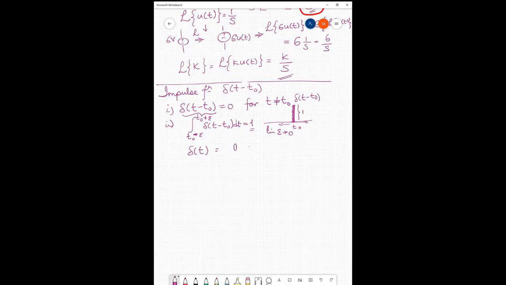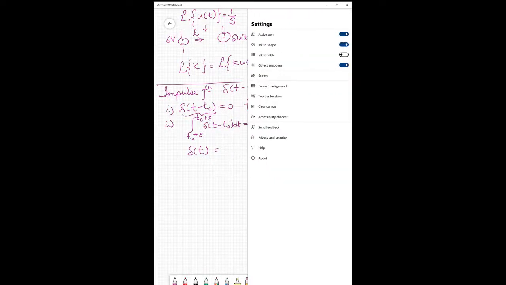I think I have to remove my auto shape here.